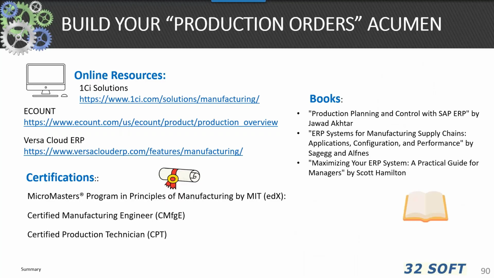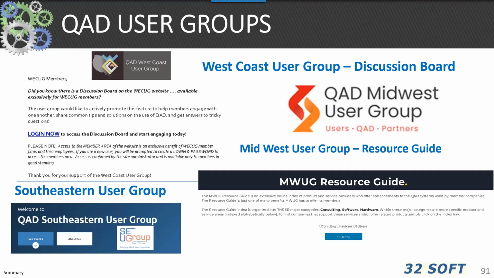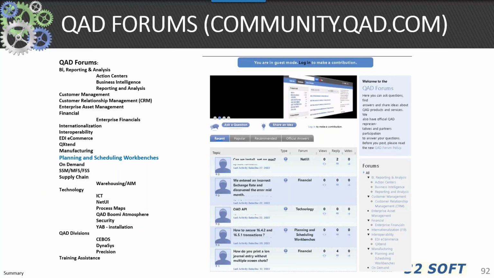Since this is a relatively new area of production, there's a large amount of information you need to learn and consider. There's online resources, there's certifications that are available online. There are a number of books that are available, ERP systems for manufacturing, supply chains. These are all good resources for you to use. The West Coast User Group and Midwest User Group, along with the Southeast User Group, they have excellent discussion and resource boards. The forums, you gain a lot of operational knowledge from the QAD forums.